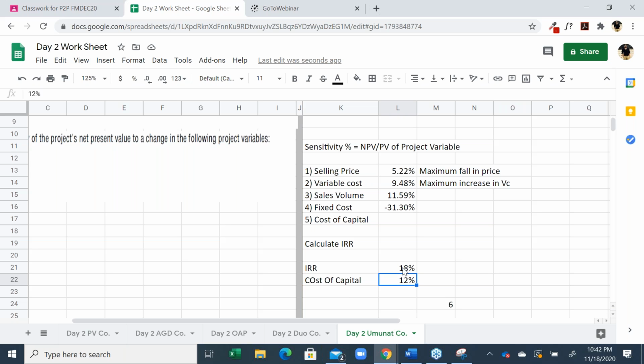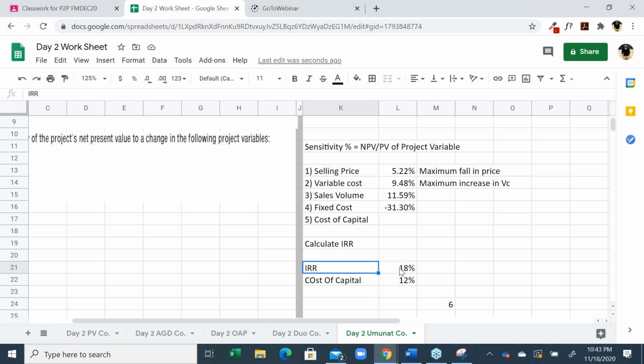No. Don't assume in the exam, Krishna. In the exams, you have to calculate IRR. I wanted to save the time, but it's still going. So I was just trying to save you people time.